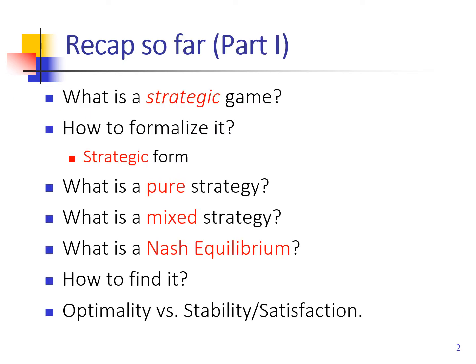So the recap so far, just in a nutshell: you should now be familiar with what a strategic game is, and how you formalize it and write it in strategic form. I think this was done also in the homework. What is the definition of a pure strategy in a game versus a mixed strategy? I think this is now very clear. For a pure strategy, the player or the agent selects an action with probability 1, whereas in a mixed strategy, he basically randomizes over the action space that he has, and this is why it's called a mixed strategy.